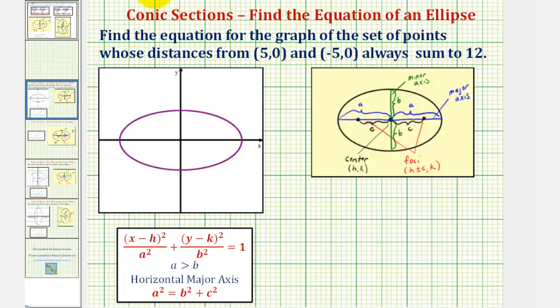Let's go ahead and plot the two foci using this ellipse. So let's say this is one focus with coordinates (5, 0), and the other focus is here at (-5, 0). Notice how the center of the ellipse is at the origin, this point here. Now looking at our notes, notice the distance from the center to one focus is equal to c units. So in this case, notice that c equals 5.